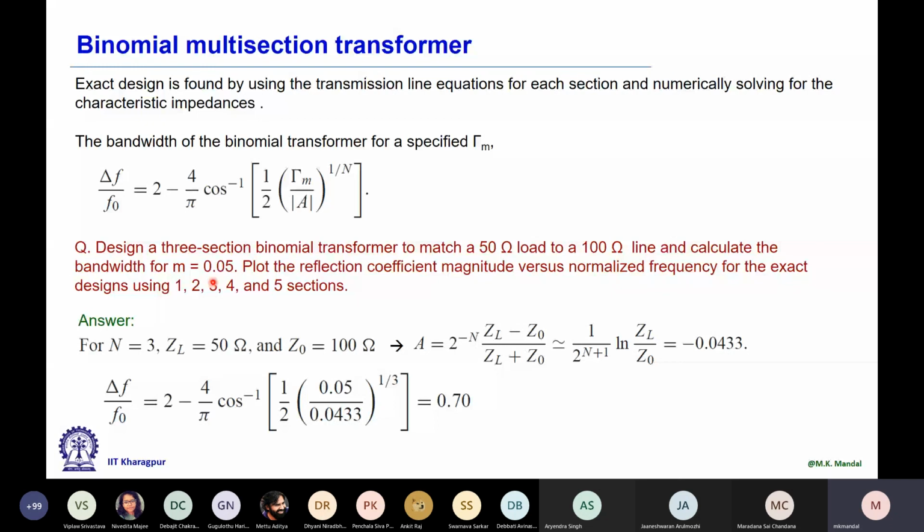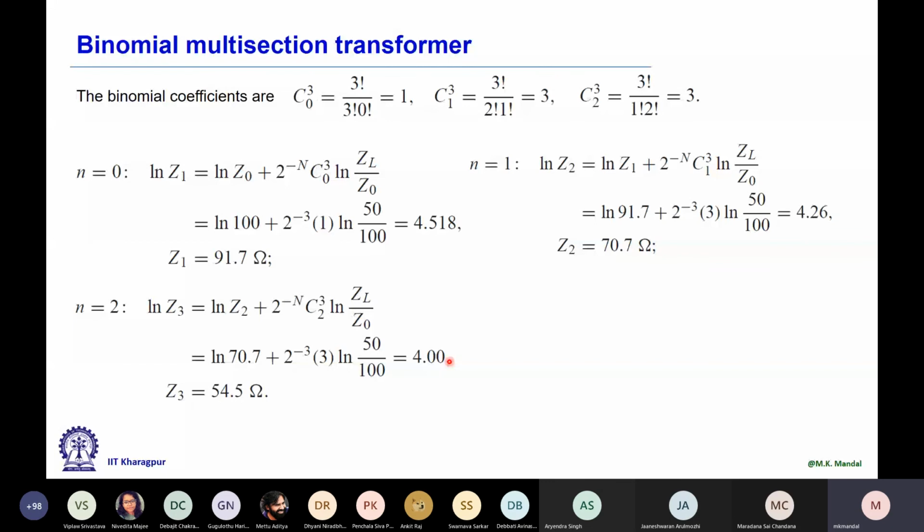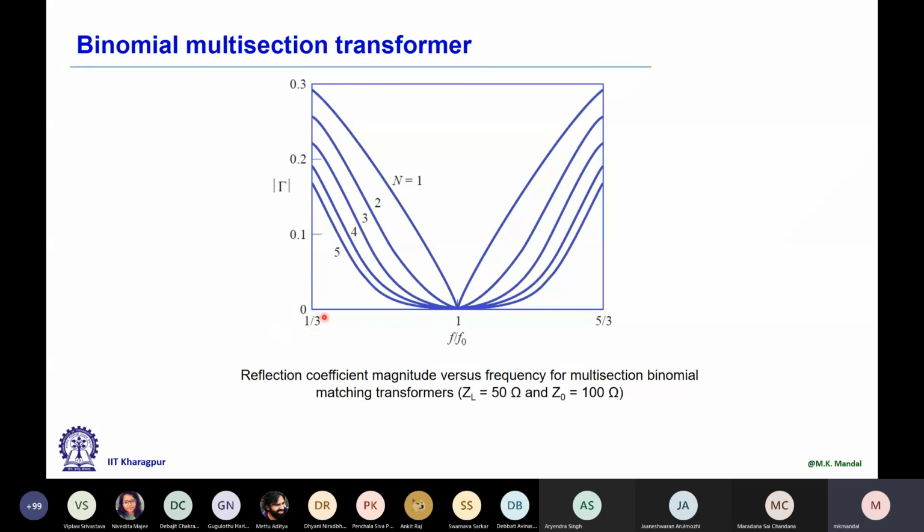Well, for n equal to 3, we use this relationship, this last one, this is important. We use that relationship and we find Z1, Z2, Z3. Z1 is 91.7, Z2 70.7, Z3 54.5. What about the electrical lengths? It's 90 degrees. And the plot looks like this.